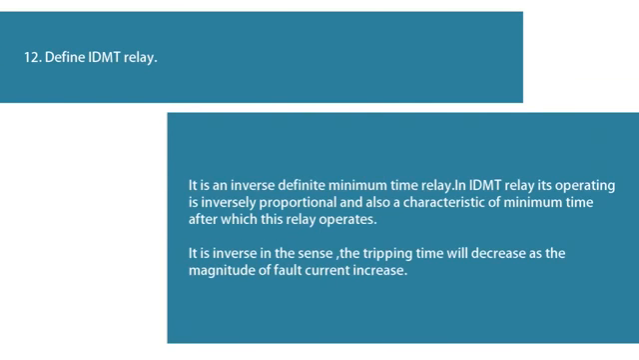12. Define IDMT relay. It is an inverse definite minimum time relay. In an IDMT relay, the operating time is inversely proportional to the fault current, and it also has a characteristic minimum time after which the relay operates. It is inverse in the sense that the tripping time decreases as the magnitude of fault current increases.